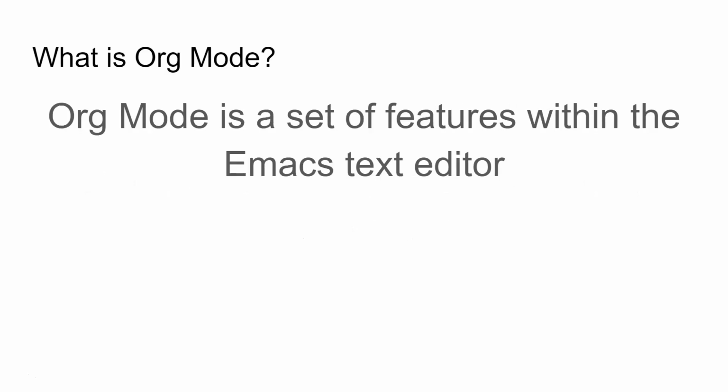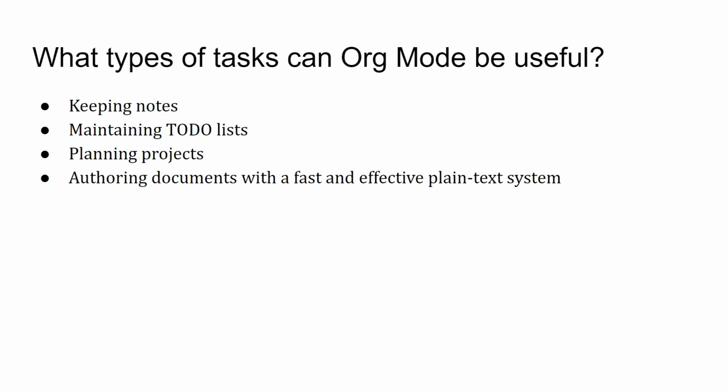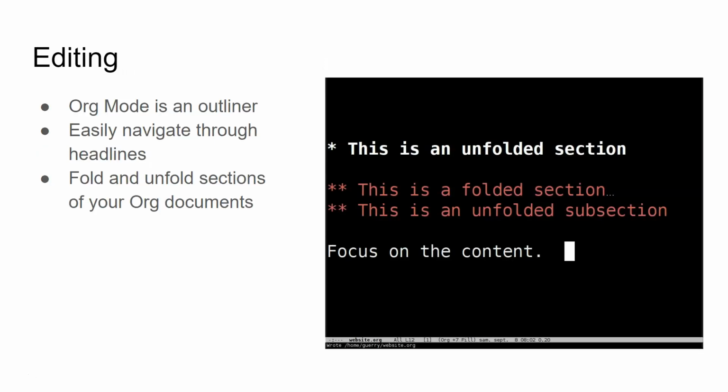What is Org Mode? Org Mode is a set of features within the Emacs text editor. What types of tasks can Org Mode be useful for? Some of them are keeping notes, maintaining to-do lists, planning projects, and authoring documents with a fast and effective plain text system. Org Mode is an outliner. It allows you to easily navigate through headlines and to fold and unfold sections of your org documents.